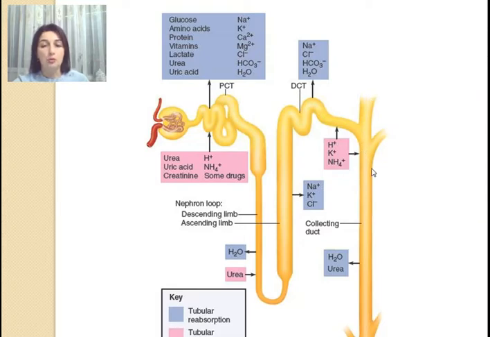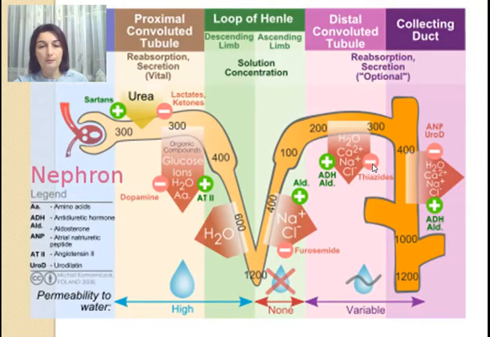So that urine will flow into the collecting tubules. In collecting tubules, the epithelial cells are impermeable for water, but because of the activity of the ADH hormone, ADH will stimulate cells of the collecting tubules to reabsorb the water. That's why the osmolarity of the urine will gradually increase towards the medulla, towards the apex of the pyramid.